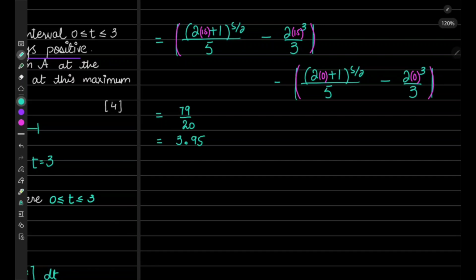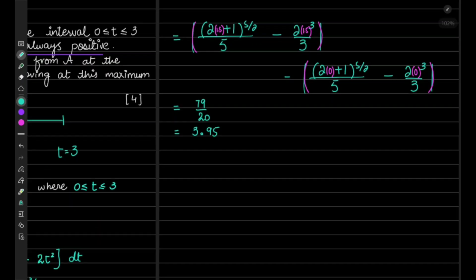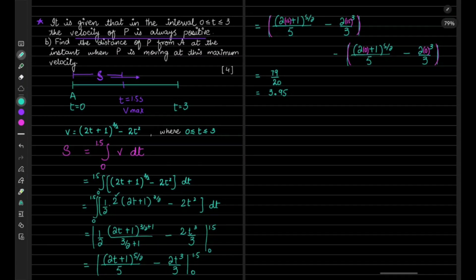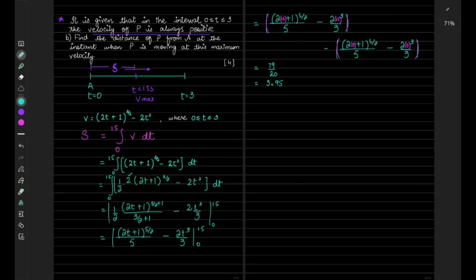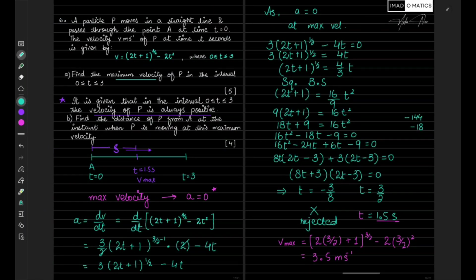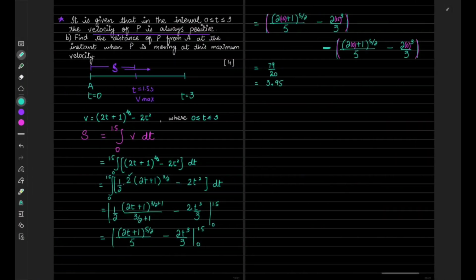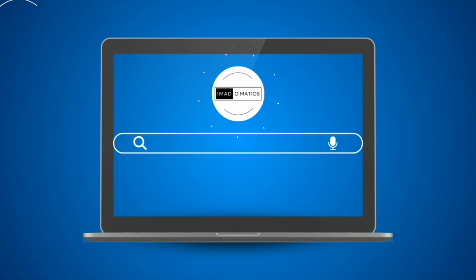You can take 1.5 or 3 by 2. I'll suggest you keep it in the fraction form, 3 by 2. I have done it with 1.5. So anyway, it could be right. Just substitute in the values and you will get your required value for the distance. So this is the distance from A till its velocity was maximum. So that's all about your question number 6, part A and B. I hope you understand all this. Thank you and Al Hafiz.